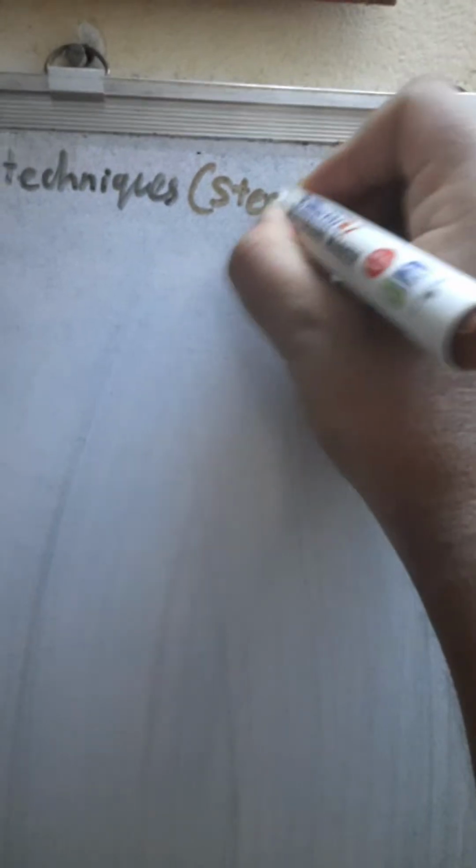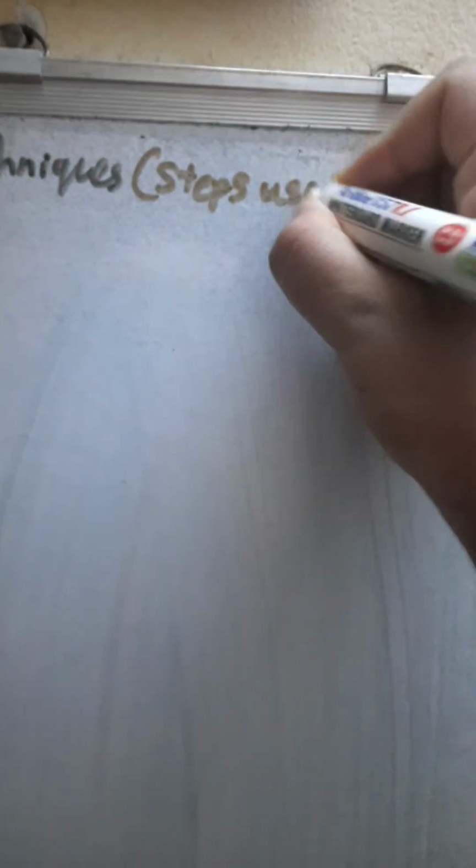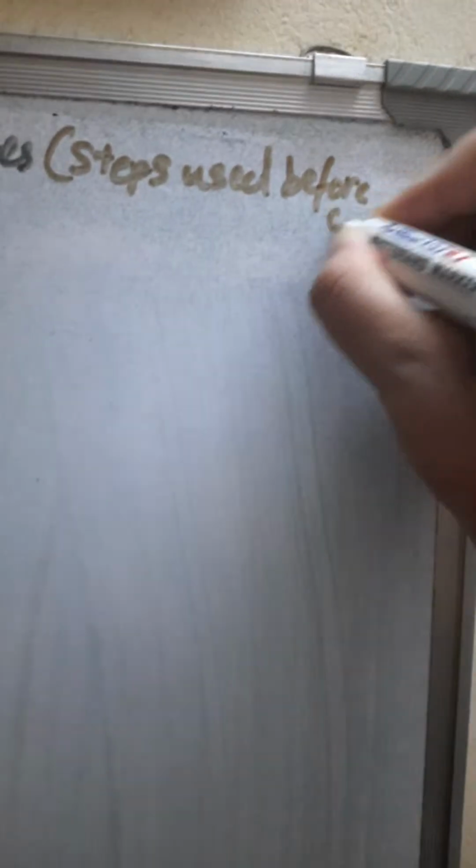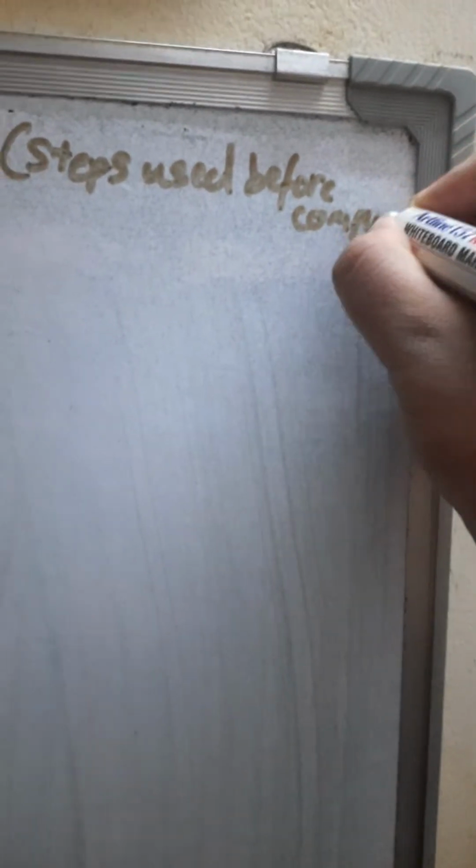Traditional animation techniques. This used to happen before computers came up. These are the steps used before computers. Now animations are made on computers, but earlier it was different. They used to be made on paper. So what were the professional steps? We are going to check that.